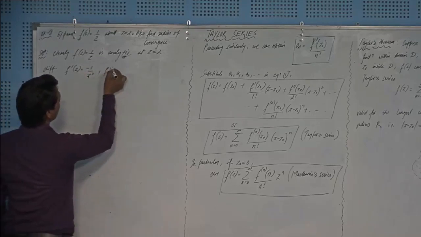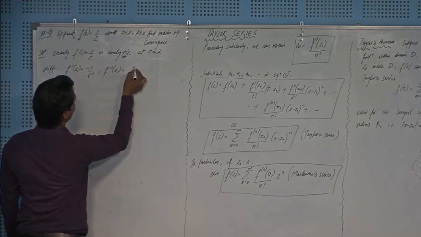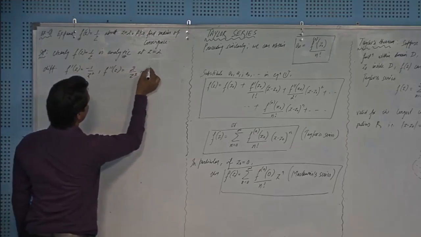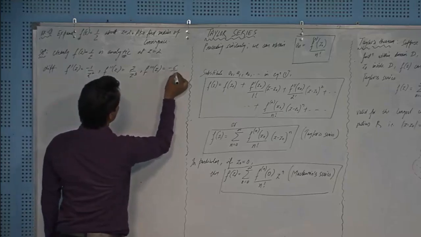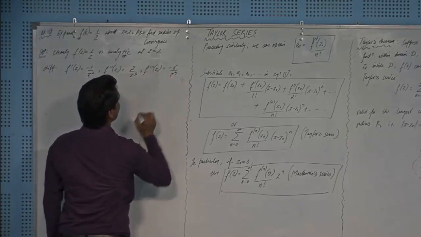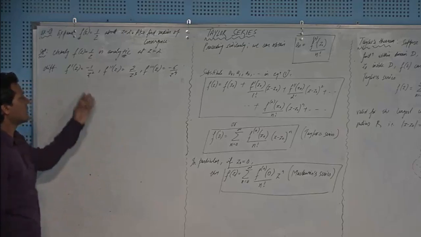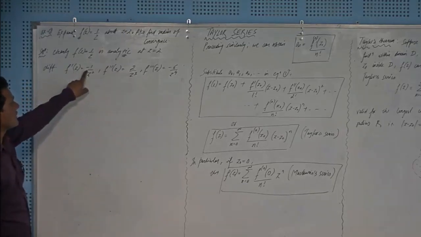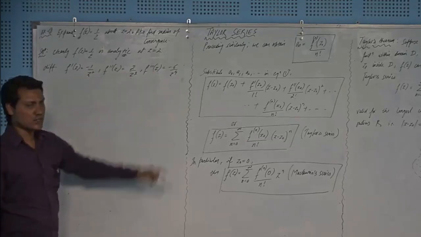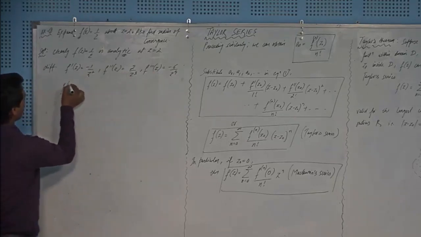Then I will have f double dash z, that will be plus 2 over z cube, then f triple dash z, that will be minus 6 over z to the power 4, and so on. And you can also write the nth derivative if you want to generalize it. You can see that the first derivative is having negative sign, second positive, third negative. So I will write the nth derivative.